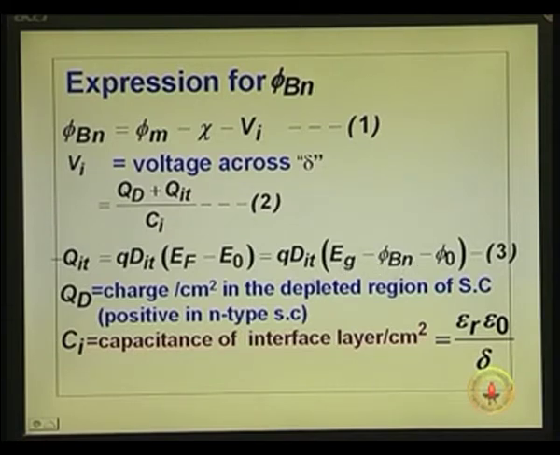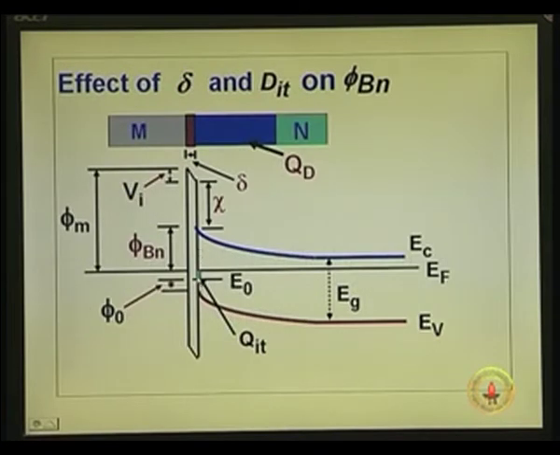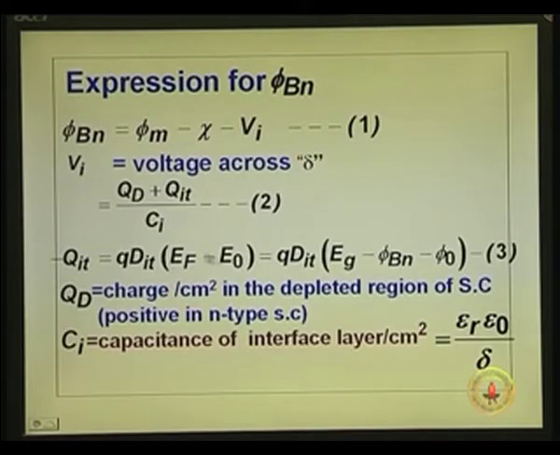See that this particular term is Ef minus E naught. You can go back and see. What you are writing is this, that is we are rewriting it as Ef minus E naught, I am rewriting it as total Eg minus this phi naught minus phi Bn. This portion is Eg minus phi Bn minus phi naught. Subtract this phi Bn and phi naught from Eg, you get that quantity. That is what is put there. So, this is this second equation.